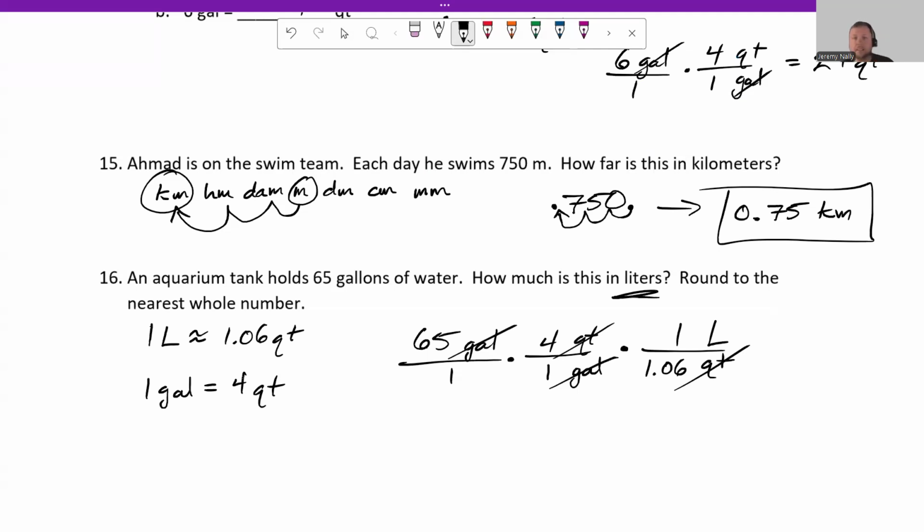So I can see I'm taking 65 times 4 and then dividing that by 1.06. So to the nearest whole number, this is 245 liters.